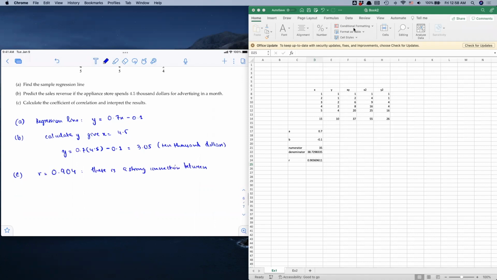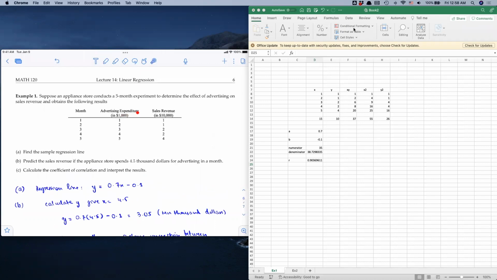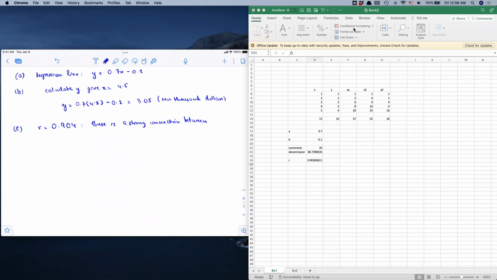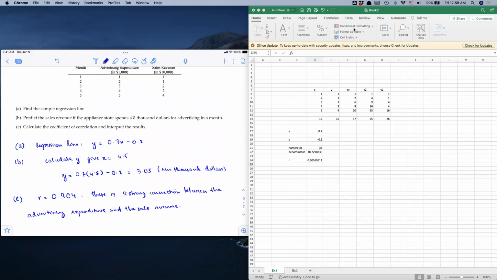between the advertising expenditure and the sale revenue. All right, so that's how you incorporate the information of the correlation coefficients.